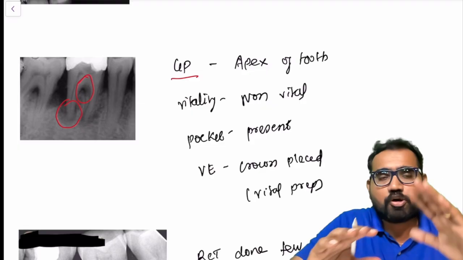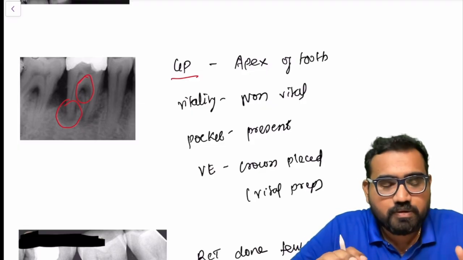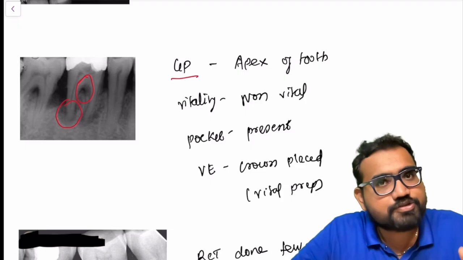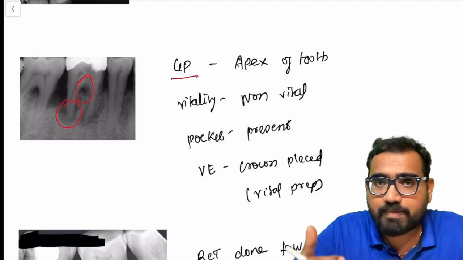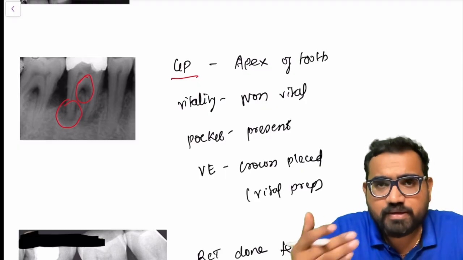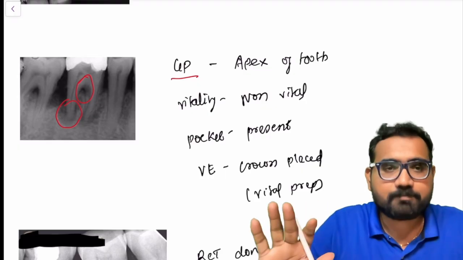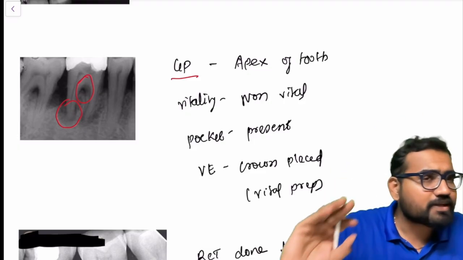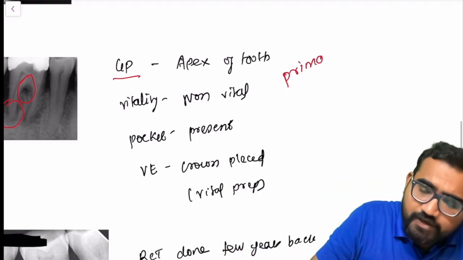Okay, see, the problem with vital preparation and placing a crown is that sometimes there can be leakage from the crown. If there is a leakage from the crown, it will directly go and impact the dentine. So what happens, the tooth might easily get affected. There will be formation of a periapical lesion and pain. Okay, this is a straightforward case of primary endo with secondary perio.